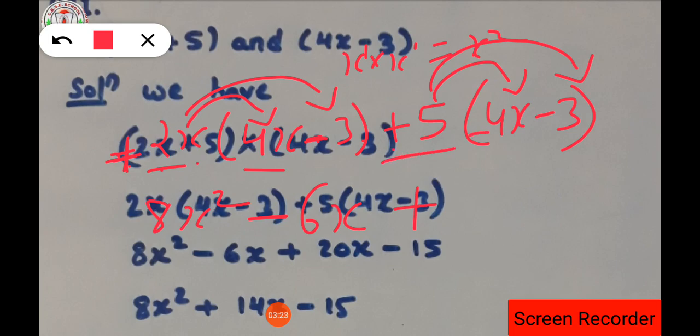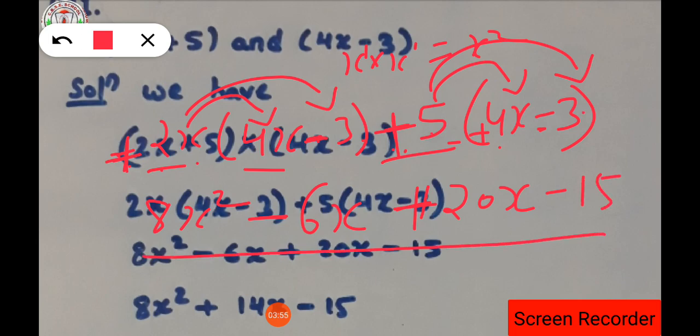Then plus 5, and here 4x is also in the form of plus. So plus and plus will be plus over here, isn't it? Then 5 into 4 is how much? 5 into 4 is 20. Since 5 does not have any variable, x will remain as it is. x will not multiply with any variable, it will just multiply with 5. So 5 into 4x will be 20x. Then plus and minus will be minus itself. Then 5 into 3 is 15.